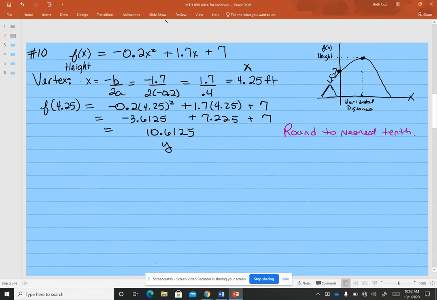The first question says, what is the maximum height? That is this answer, rounded to the nearest tenth, which is 10.6 feet. The next one says, what is the distance from the point of release, which is this number right here. That's going to be the x number, again rounded to the nearest tenth, which is 4.3. And this is feet from the point of release.